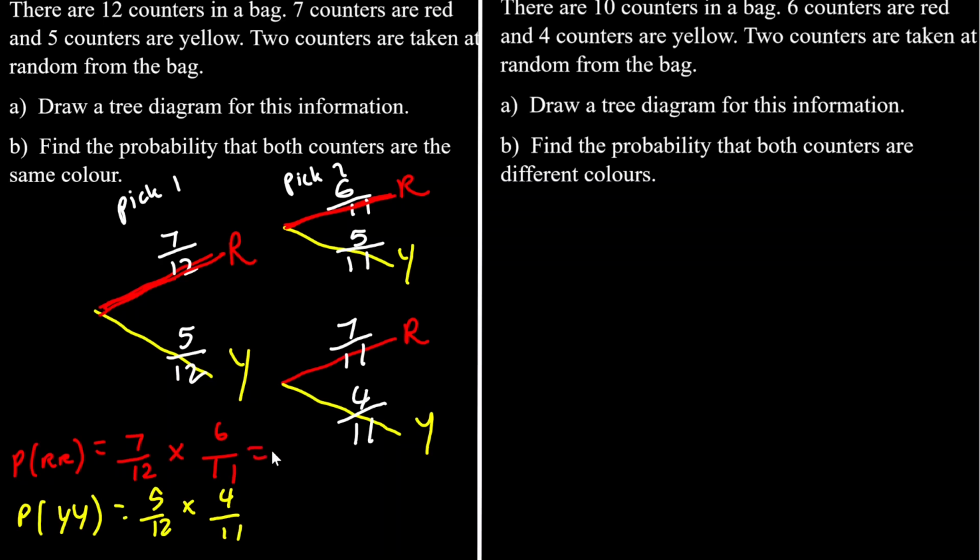So let's just multiply these. So it's 42 out of 132 and 20 out of 132. So the probability of either 2 reds or 2 yellows, we add them up. So 42 and 20 makes 62. So it's 62 out of 132.